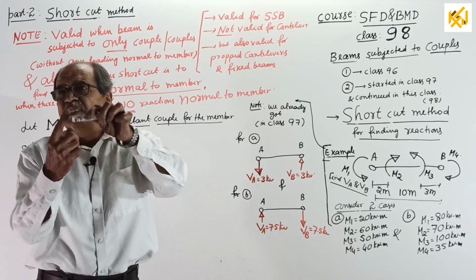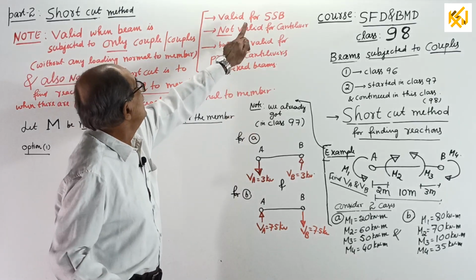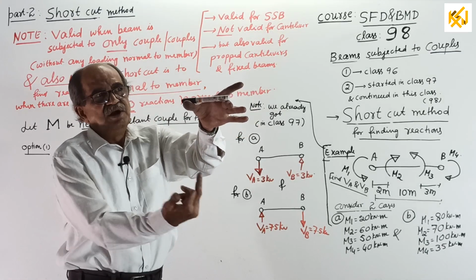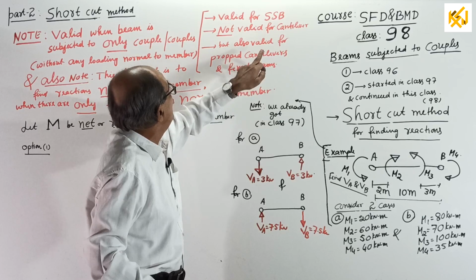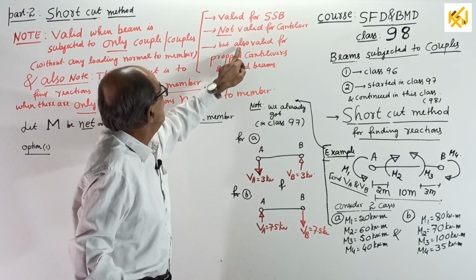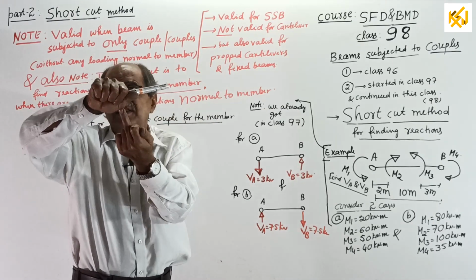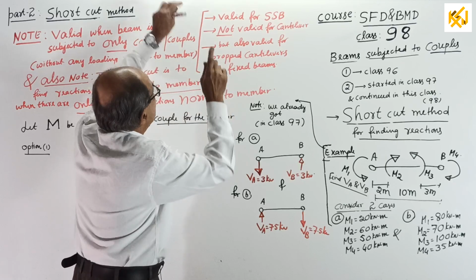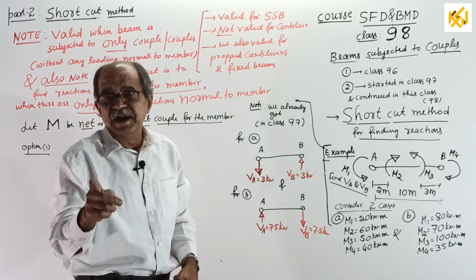If only 1 normal reaction is there, this is not applicable. It is valid for simply supported beam. Why? 2 normal reactions. Later, valid for propped cantilever. Yes, there also 2 reactions are there. Also later valid for fixed beams. But not valid for cantilever, because you should write that one.